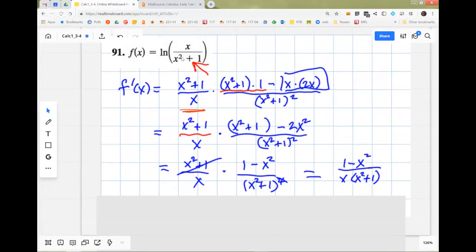So I wanted to show you an example of what happens when you take the derivative of the natural log of a fraction. 1 over that, like Travis said, is just the reciprocal of that.